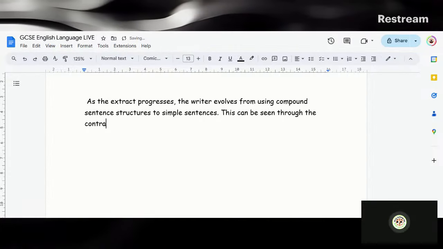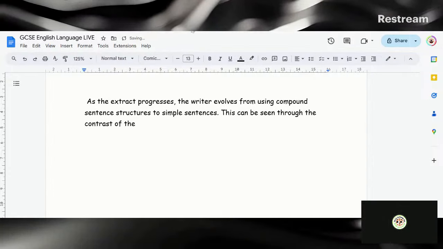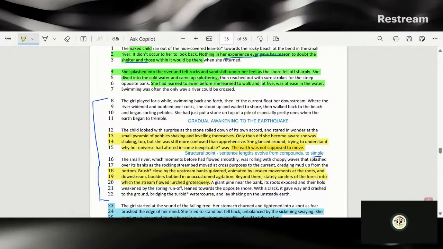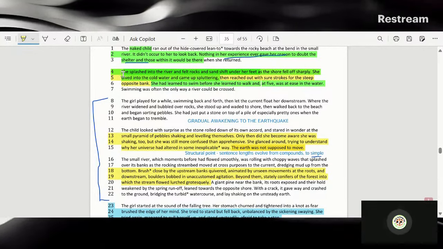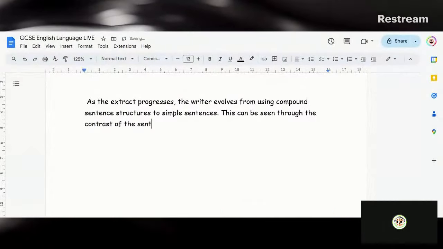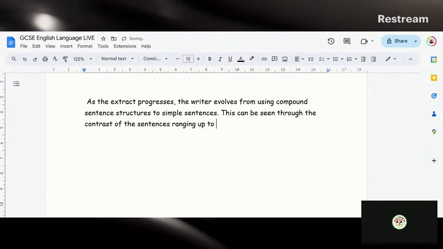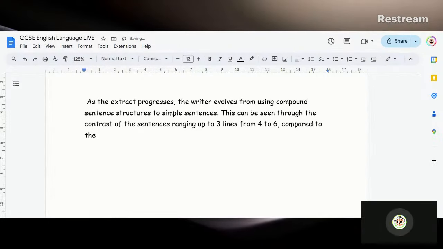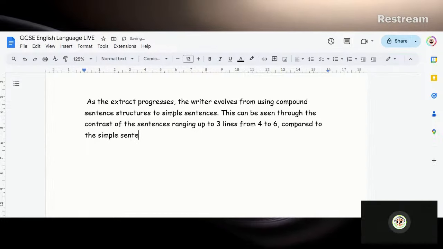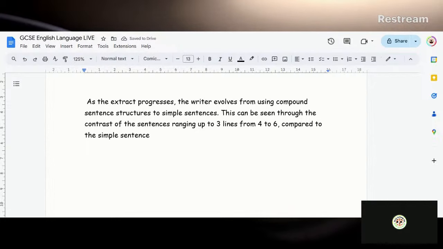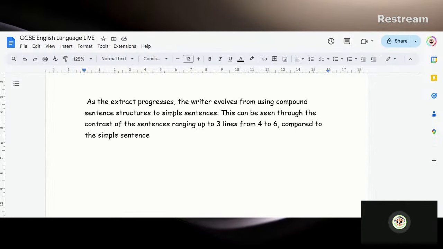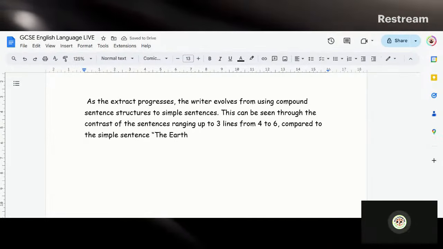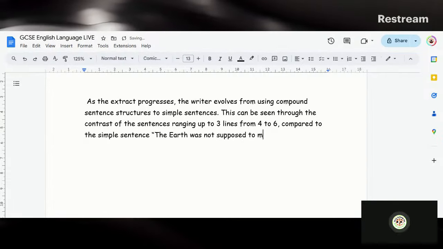And then we can say this can be seen through the contrast of the, well, we can actually look at the line number and say the line numbers of the sentences. Look at this. This sentence ranges 3 lines from 4 to 6. So compared to the simple sentence, the Earth was not supposed to move.